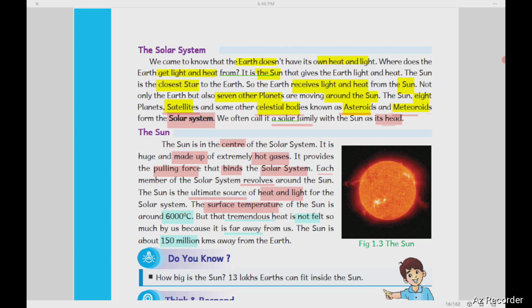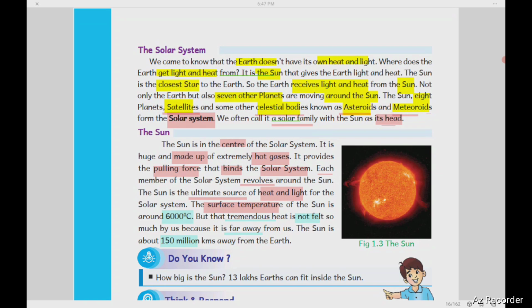Solar system is nothing but the sun, solar meaning sun, and the planets which are revolving around the sun. Altogether we call it the solar system. Now we are going to discuss it in detail. We came to know that the earth doesn't have its own light. In the last class we also discussed what a star is. There are so many celestial bodies, and one among them is the sun. The sun is a huge gas giant made up of gases, which is why it emits a large amount of heat and light. Whereas the earth doesn't have its own heat and light.